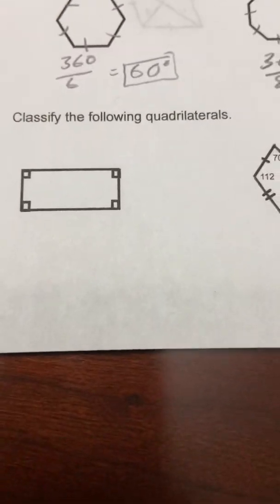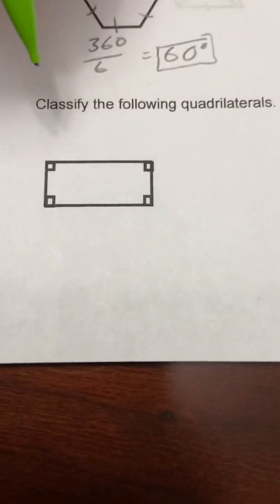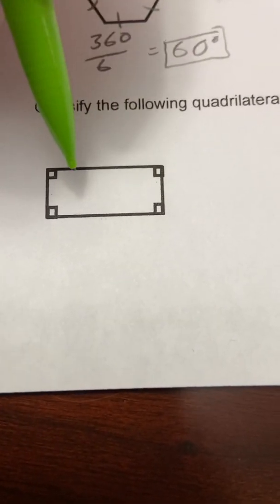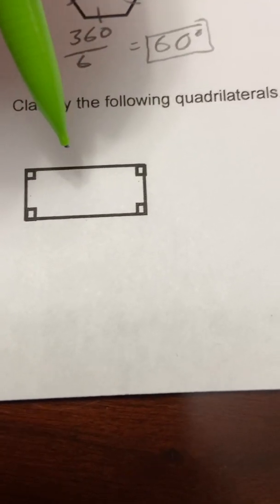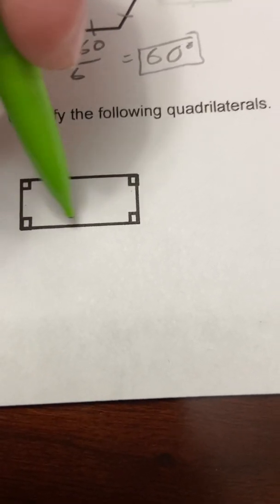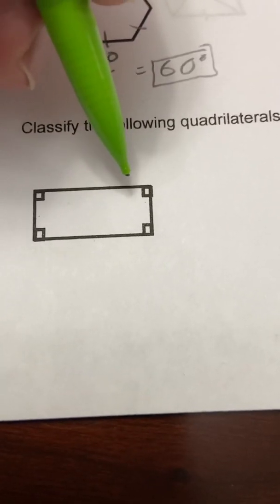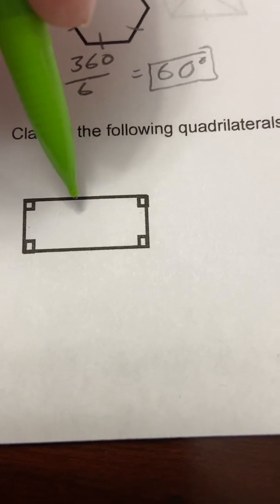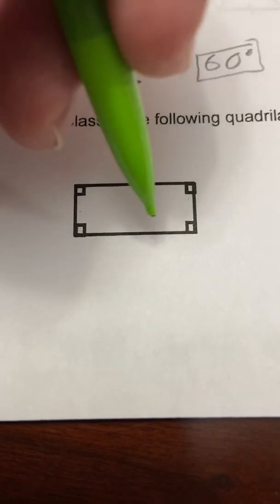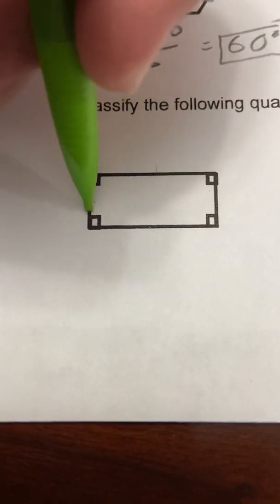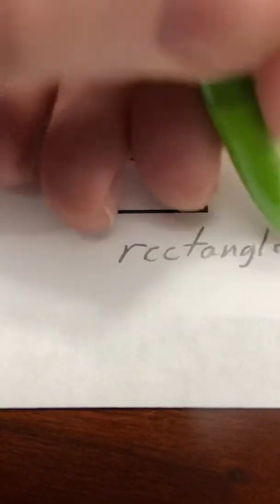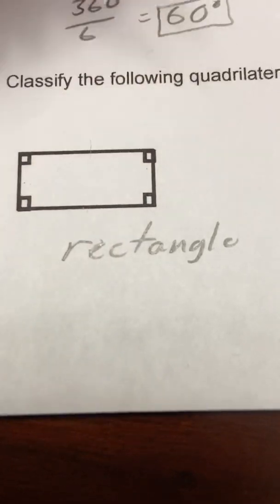All right, so next one, classify the following quadrilaterals. So these are all quadrilaterals, so we're going to just state what specific name matches it. So this side's parallel to that side, and that side's parallel to that side. So it is a parallelogram. And then we've got right angles. So a parallelogram with right angles becomes a rectangle. And if it had all 4 sides the same, we'd call it a square, but there aren't 4 sides the same. These 2 sides are the same as these 2 with right angles, which means that this is a rectangle.